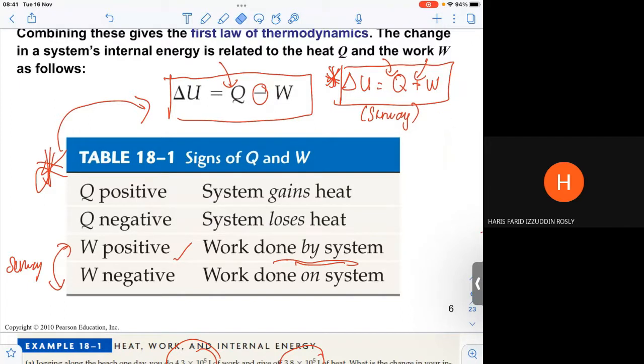So for Serway, this one will become negative W, and this one will become positive W. Okay, simple. If you want to refer to it, this one is my notes. I don't want everybody to get confused, so let's do it like this.